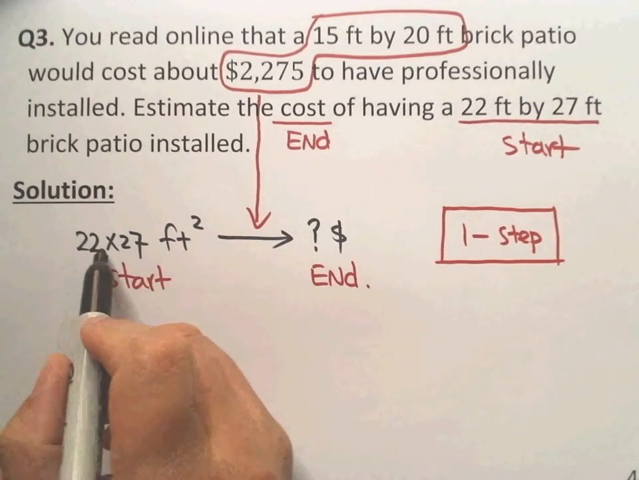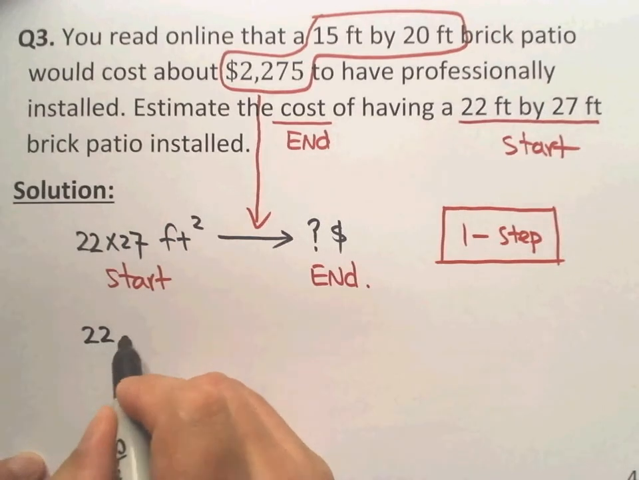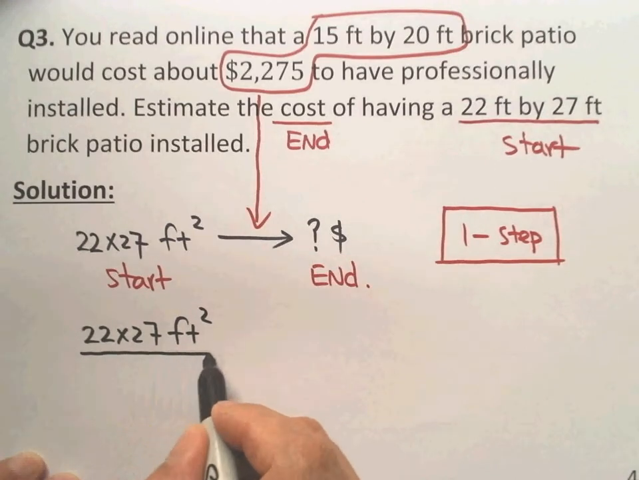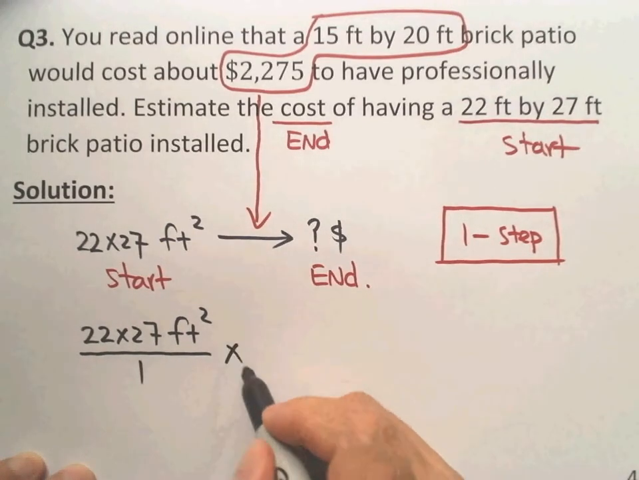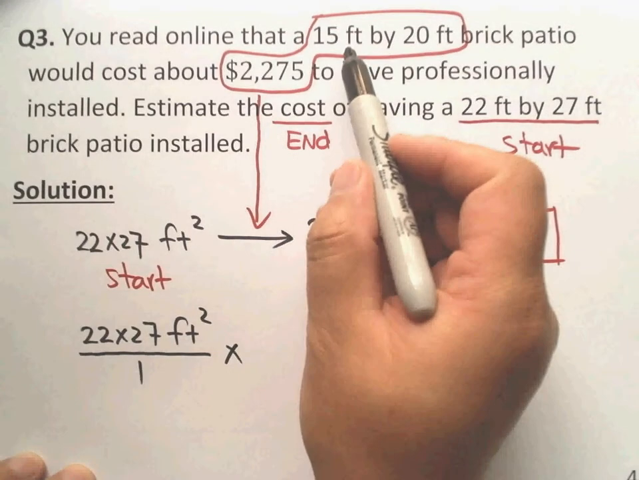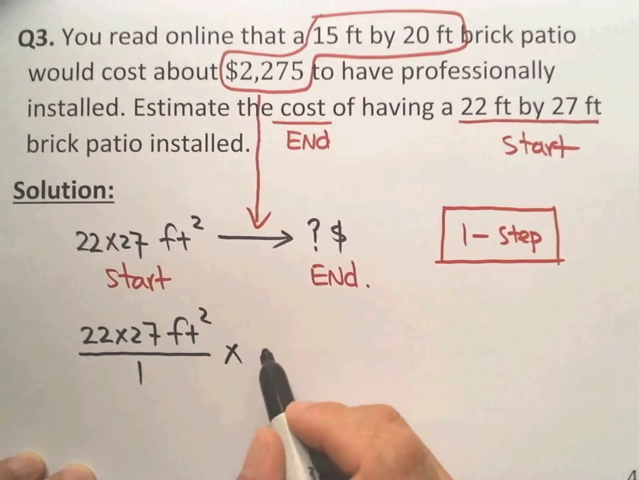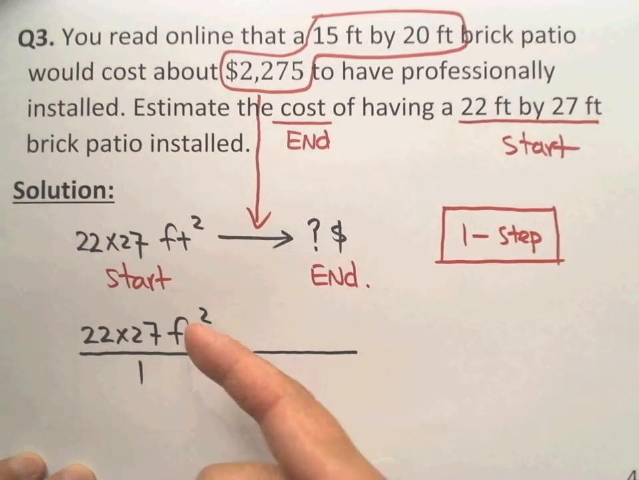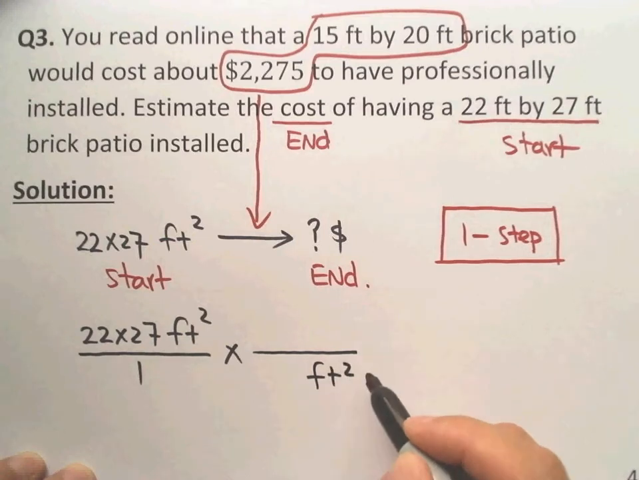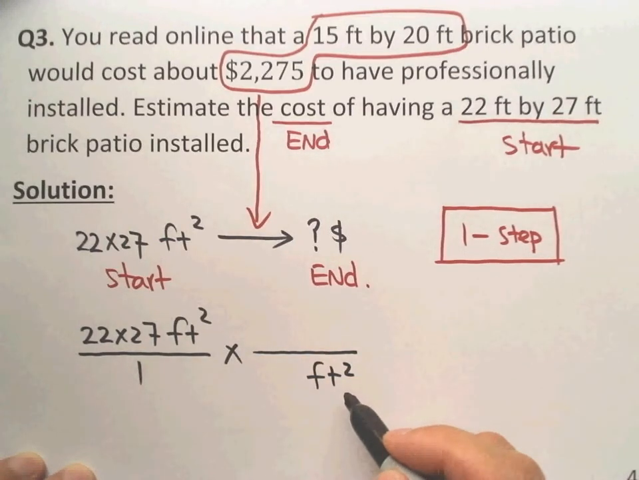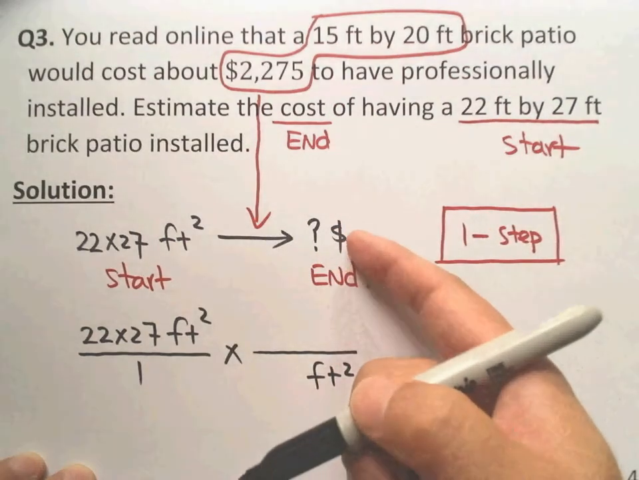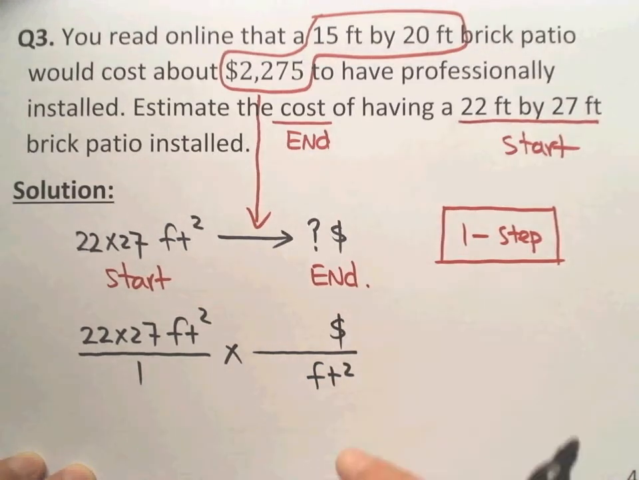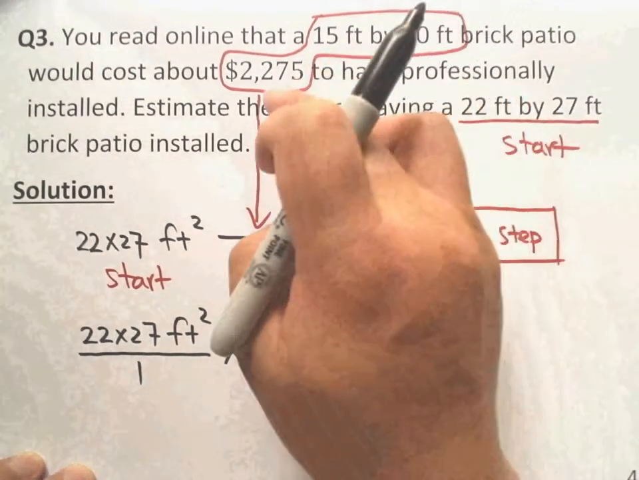We draw the diagram, and then the setup is the same. So this number over 1, right? Always 22 by 27 square feet over 1. And then where is the fraction? The fraction is based on that, so you need to know where to put the unit. Usually we put the unit first. The square feet I put on the bottom because I'm going to cancel, right? And the dollars we need at the end, so I put the dollars on the top.